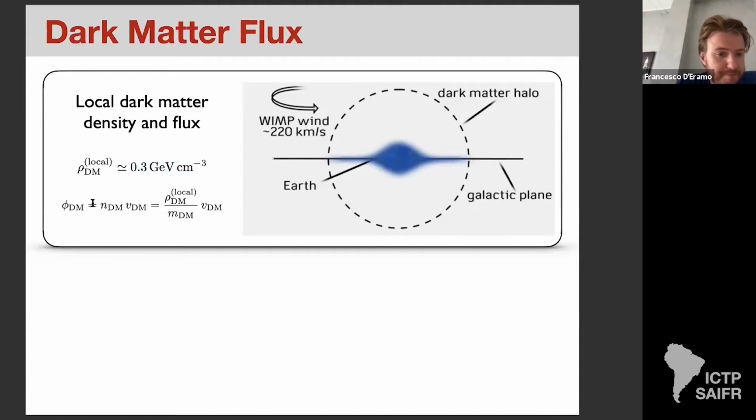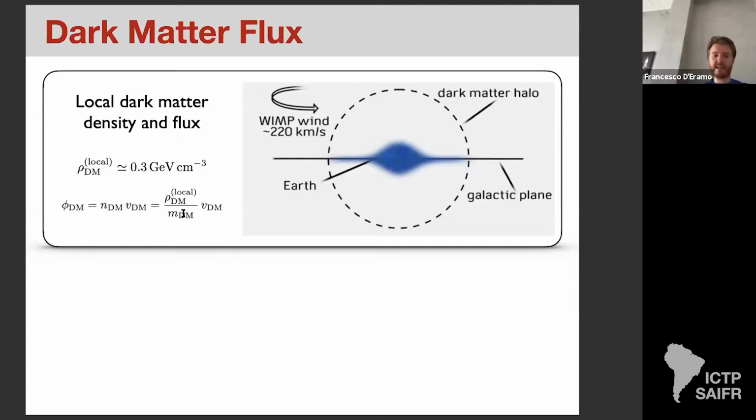And the flux that you expect is, as usual, number density times velocity. This is a general equation. The velocity, you take this 220 kilometers per second. It's the WIMP wind I've been talking about. And if you want to get the number density, you have to use this information that you have, which is the local dark matter density, and then you have to divide the local density by the mass. And when you divide the local density by the mass, you get the number density. So number density is something that depends on the specific choice of the mass.